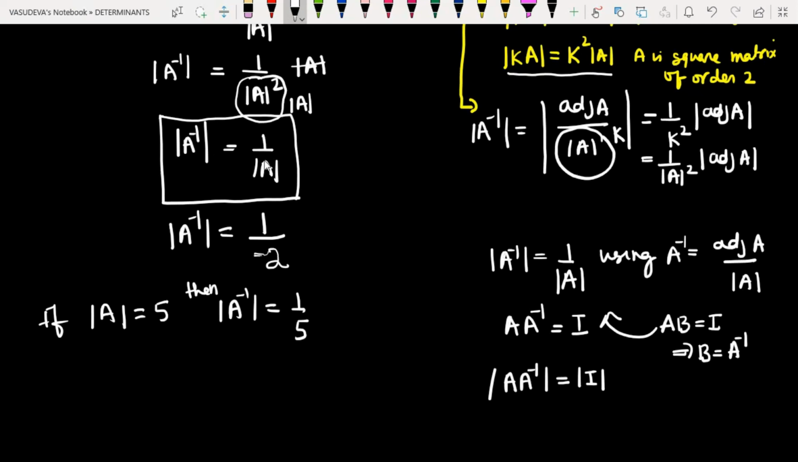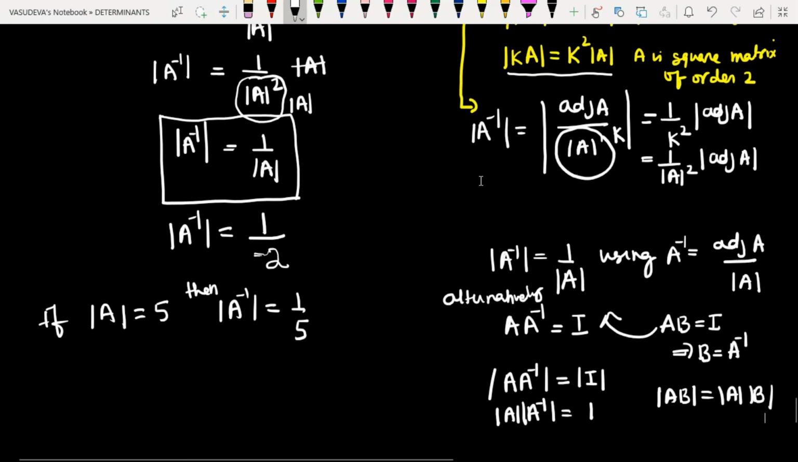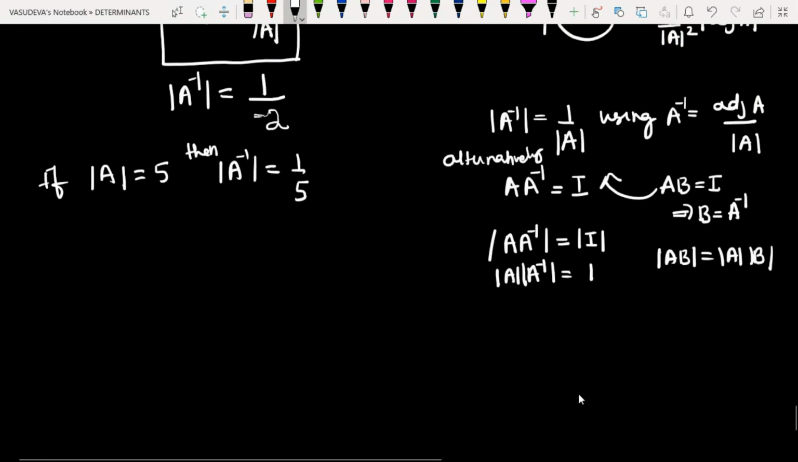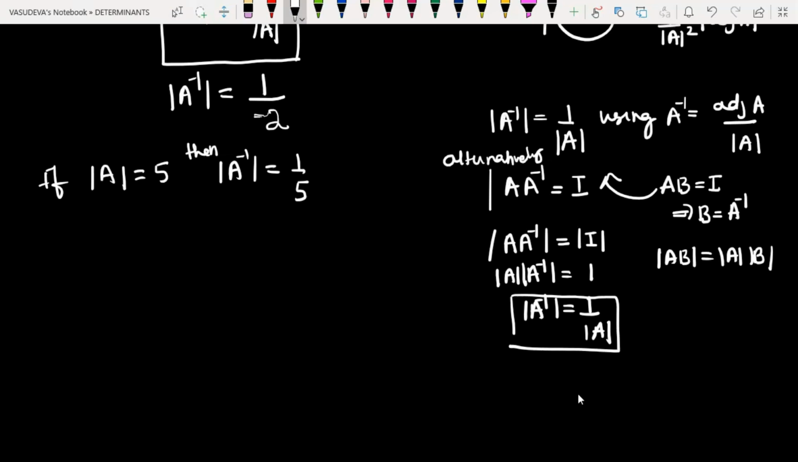Alternatively, we can show this as follows. Determinant of A into determinant of A inverse is equal to determinant of I, which is 1. We know that determinant of AB is equal to determinant of A into determinant of B. So determinant of A into A inverse is determinant of A into determinant of A inverse. So now determinant of A inverse is equal to 1 by determinant of A. We can show this using the result A into A inverse is equal to I.